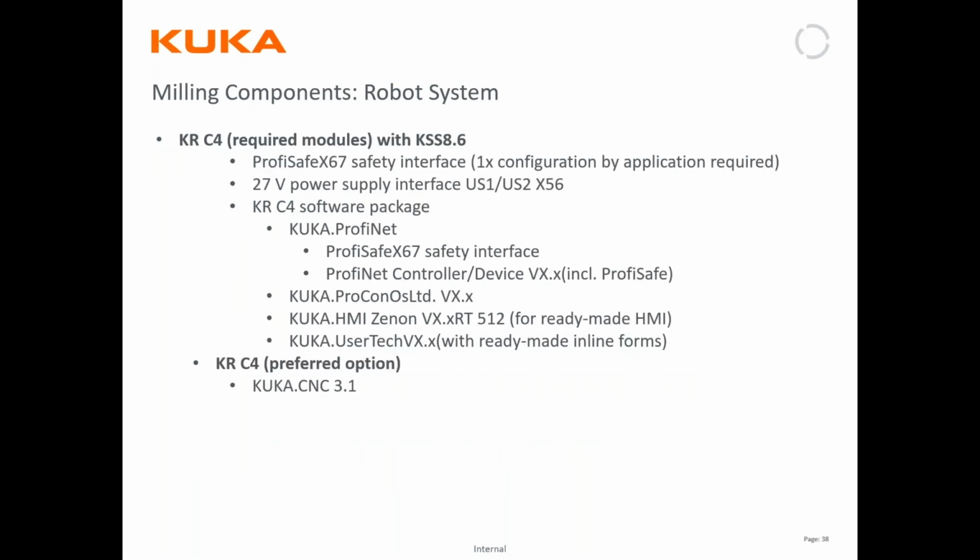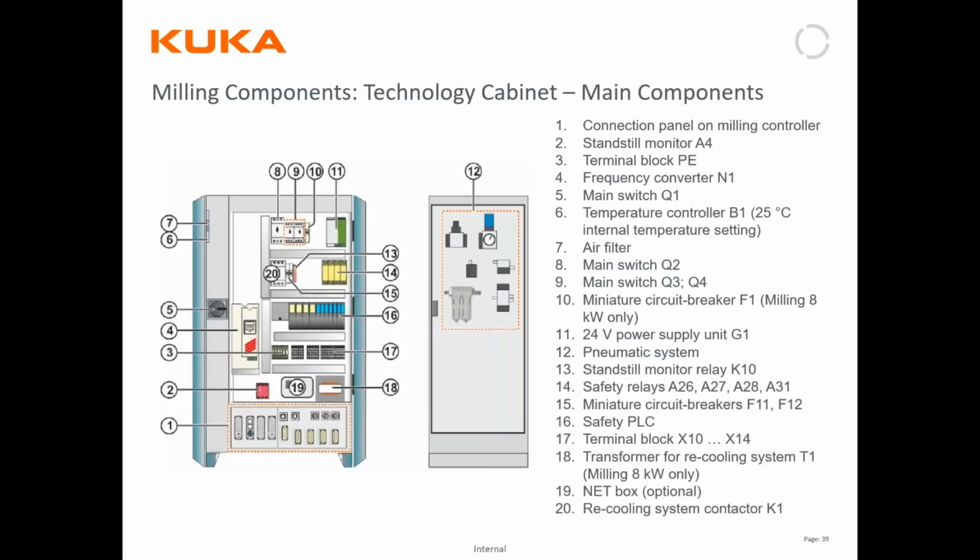Then comes the KRC4 with KSS 8.6, the controller. It should be installed with ProfiSafe X67 safety interface. It should have 27 volts power supply. It has KRC4 software packages like KUKA Profinet, Proconos, HMI Xenon, which is for the ready-made HMI, and KUKA UserTech. The preferred option currently for CNC is KUKA.CNC 3.1.